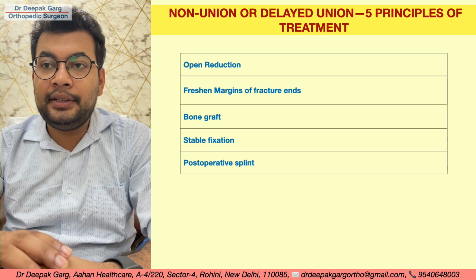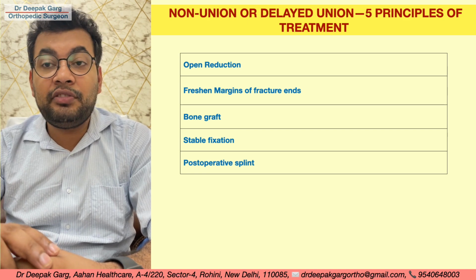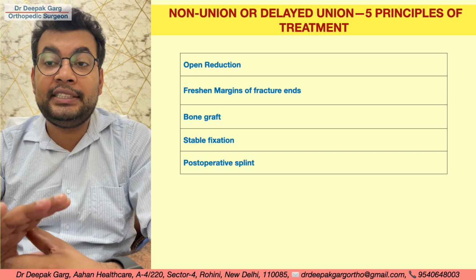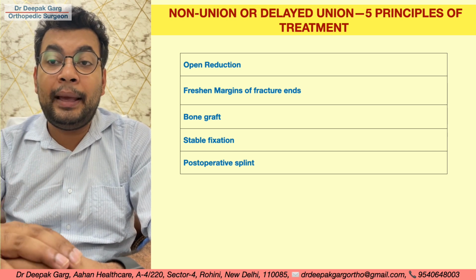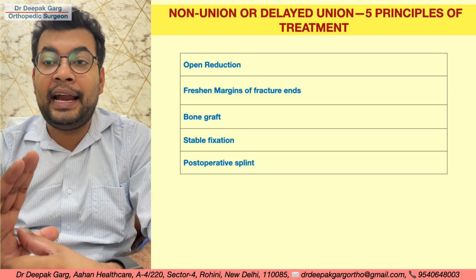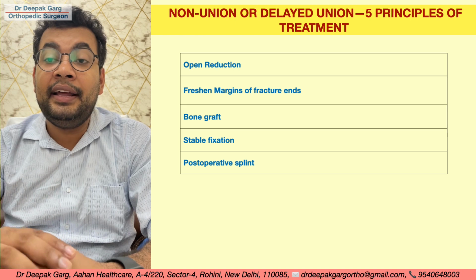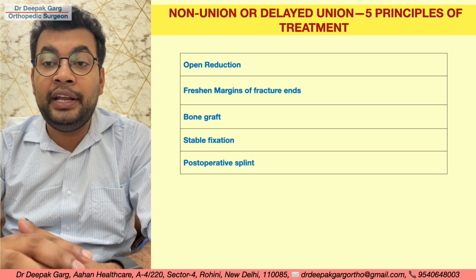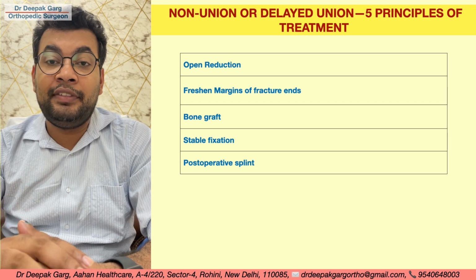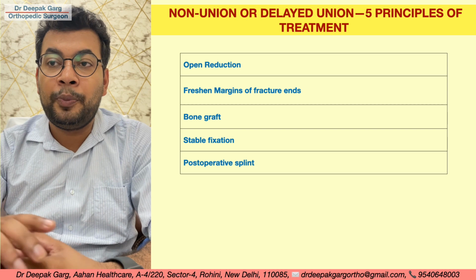So let's look at the principles of treatment in non-union or delayed union. Usually surgery is required with open reduction. We freshen the margin of the fracture till we get bleeding, because the ends should be viable. So if we see bleeding, that means the ends are viable. Sometimes shortening may be required, and bone graft is usually required to treat the non-union, and then we do stable fixation, and sometimes we may need post-operative splints also.